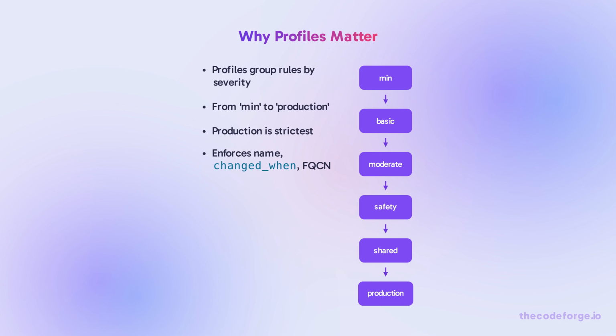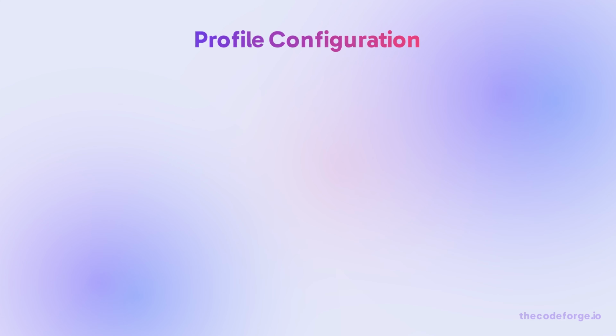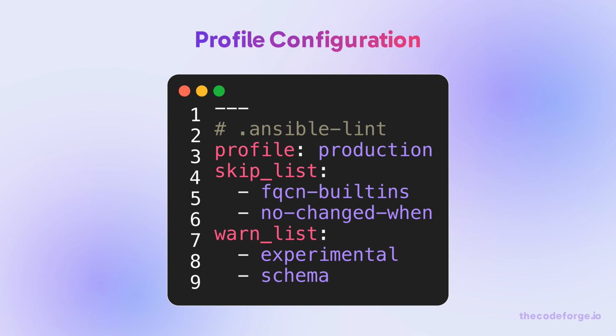Ansible Lint profiles group rules by severity. The default min profile only checks syntax errors. The production profile is the strictest. It includes rules like name[missing], no-changed-when, and FQCN for built-ins. In CI, you should use the production profile to enforce production-ready code. Here's a sample .ansible-lint file that sets the profile to production and skips or warns on certain rules. You can also pass --profile production via the CLI.